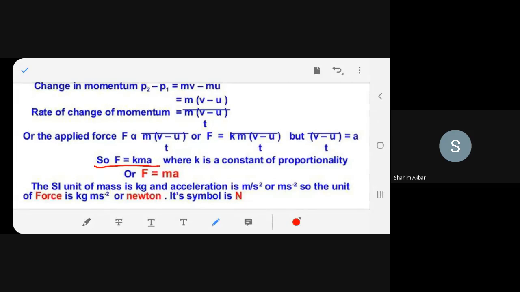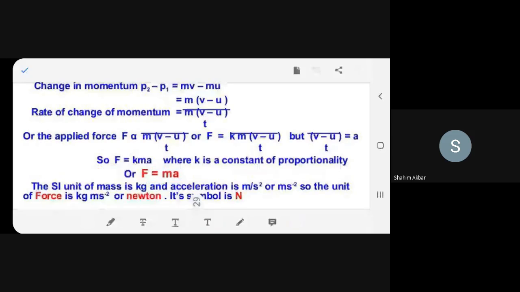Is it fine with you? This is a new formula that we observed. Now, where k is the constant of proportionality, we will remove k and it becomes F is equal to ma. This is your formula. So, what is force? Force is the product of mass and acceleration. So, we got a new formula altogether. Boys, are you understanding? Yes, ma'am.